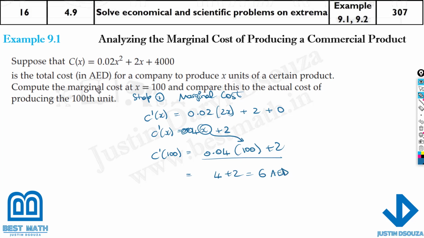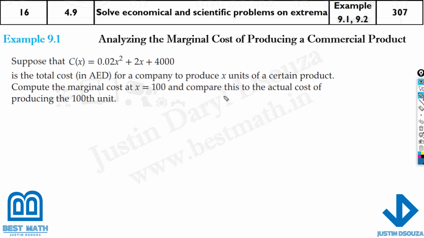Very simple. Whenever you are given an equation, just find its derivative. That will be the C prime of x, the marginal cost equation. Then substitute the x value given to you, and you will get the marginal cost. That is step 1. Please write it down because we will have to find the actual cost and compare it as well.